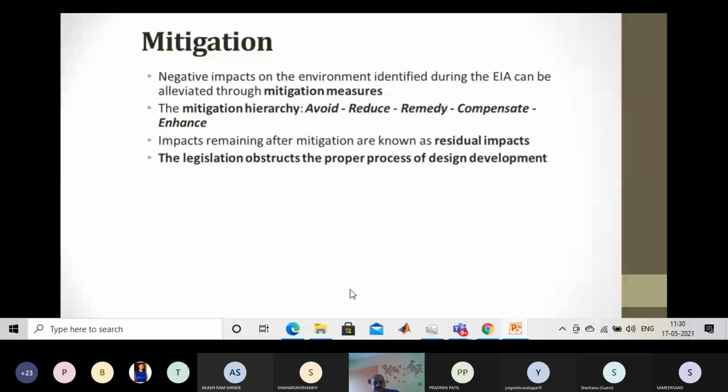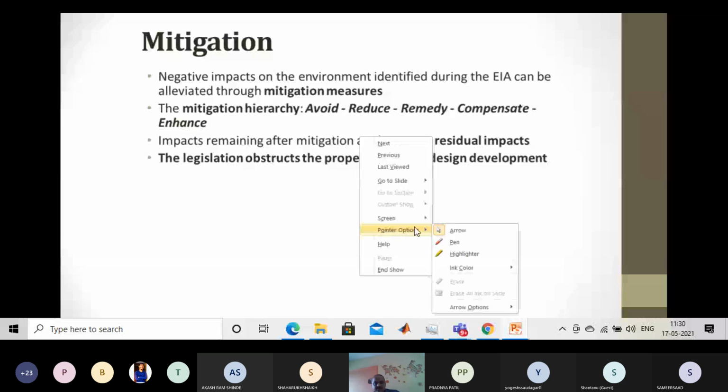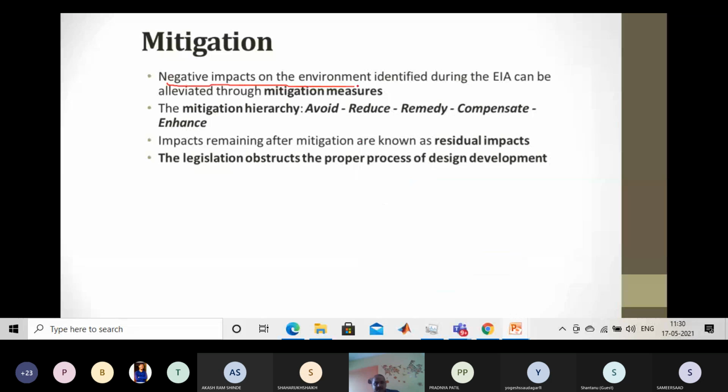Then the mitigation. Mitigation is where we have to take measures. Negative impacts on the environment identified during the EIA can be alleviated through mitigation measures. Means you have to take remedial measures so that the particular impact is minimized. For example, if wastewater discharge pollutes the nearby river, how do we take remedial measures? We can treat that wastewater more, or reuse it in the industrial process so that less wastewater is produced.